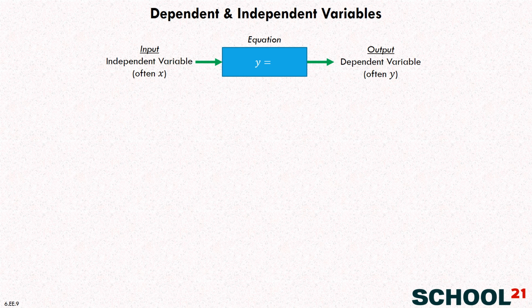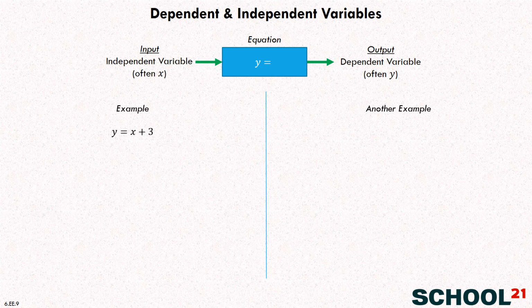Okay, great. So let's do a couple of examples here. So the first example is this equation, y equals x plus 3. And so what is the independent variable and what's the dependent variable there? The independent variable will be x and the dependent will be y.